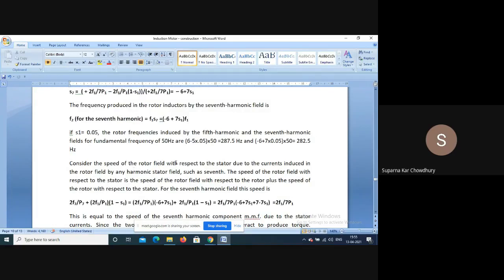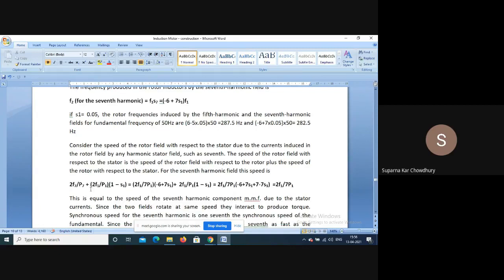Considering the speed of the rotor field with respect to the stator due to the currents induced in the rotor by any harmonic stator field such as the seventh, the speed of the rotor field with respect to the stator is the speed of the rotor field with respect to the rotor plus the speed of the rotor with respect to the stator. For the seventh harmonic field, this is the speed of the rotor field with respect to the stator.